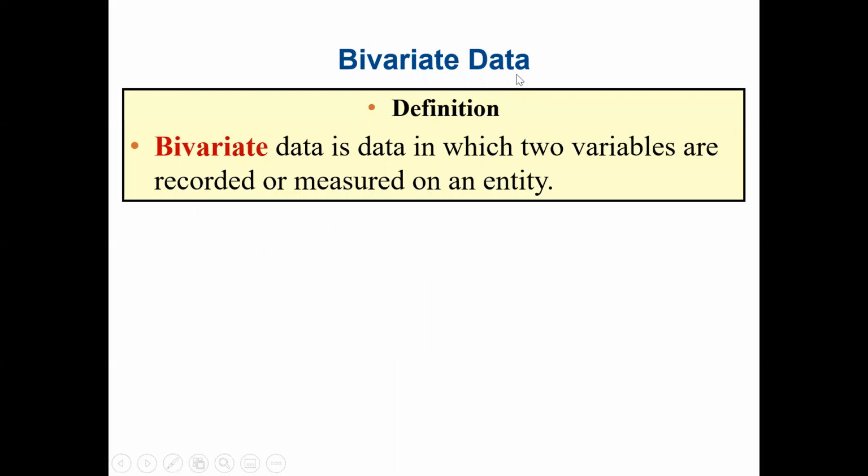What is bivariate data? Bivariate data is data in which two variables are recorded or measured on an entity. An entity can be a person, a product, etc. Now, bi means two, so bivariate means we have a data set with two variables.